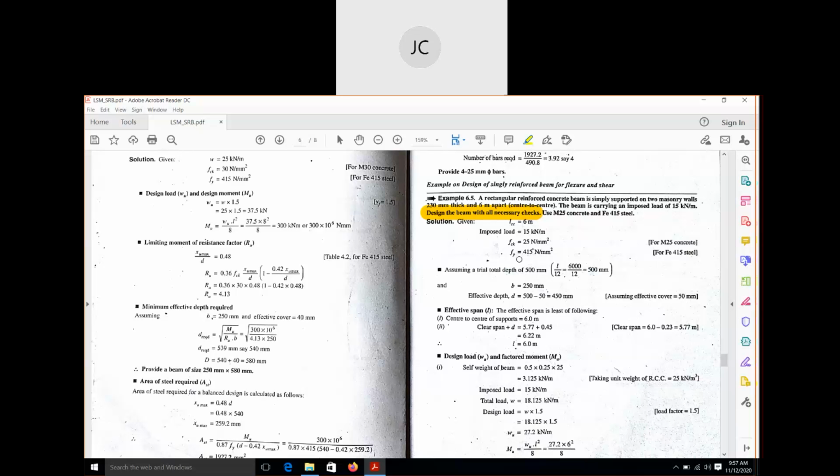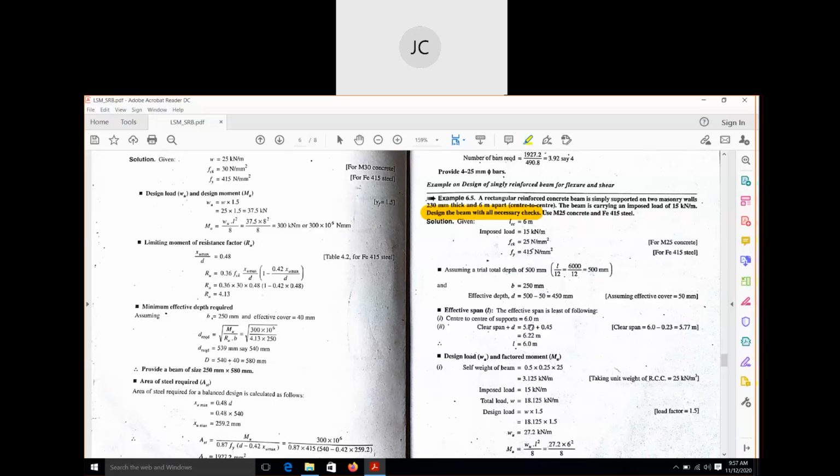This is going to be a little bit lengthy problem, so please try to understand. Whenever I explain, you try to understand, and if you have any doubt after explaining, then you can ask me. Okay, let us start the problem. A simply supported beam is given, supported on two masonry walls, the thickness of walls is 230 millimeter, and the center to center distance is 6 meter.